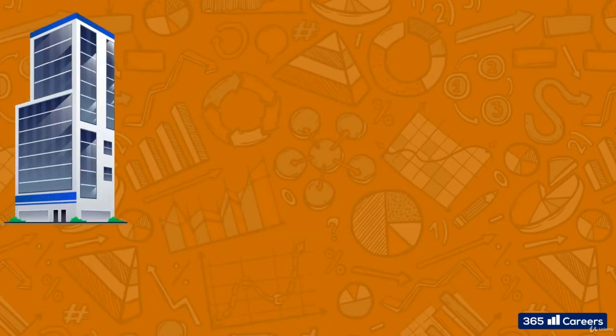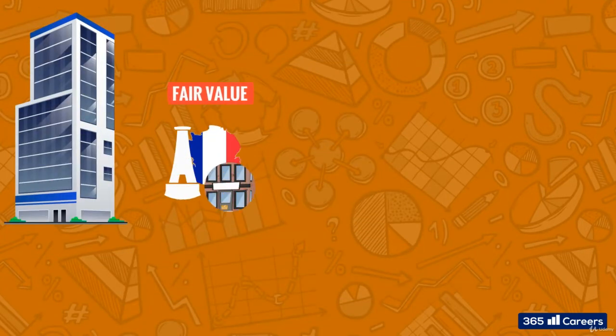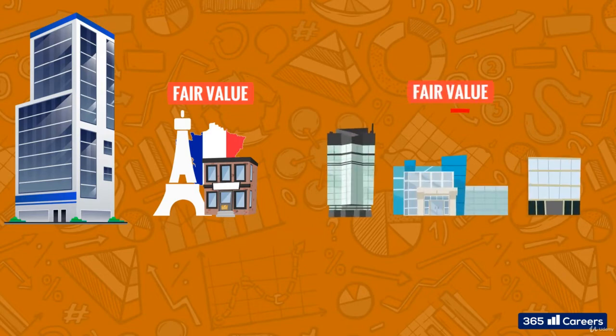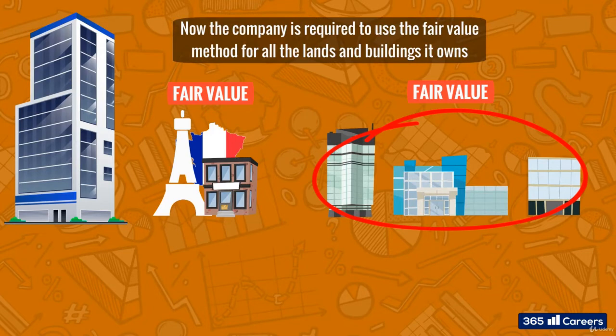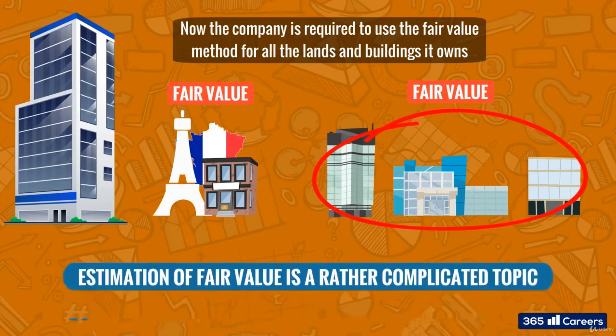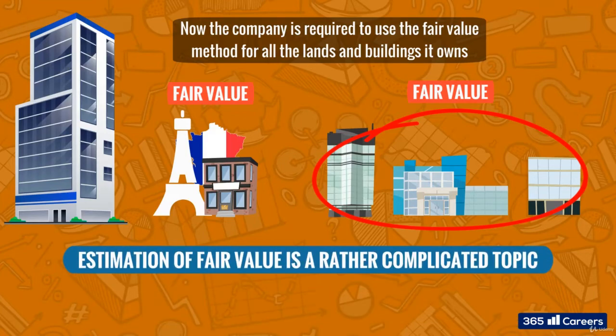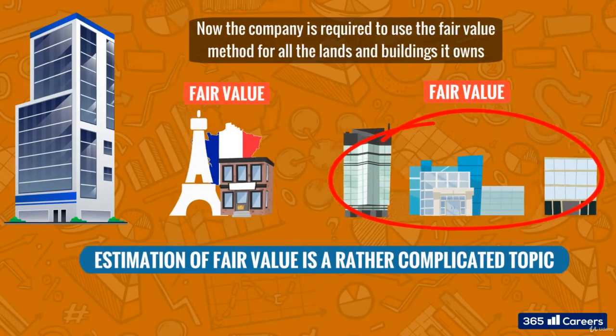So let's say that the company that owns office spaces in Paris decides to apply the fair value method to its office in Paris. It will then be required to use the fair value method for all the lands and buildings it owns. It can't choose which assets will be recorded at fair value and which assets won't be recorded at fair value.